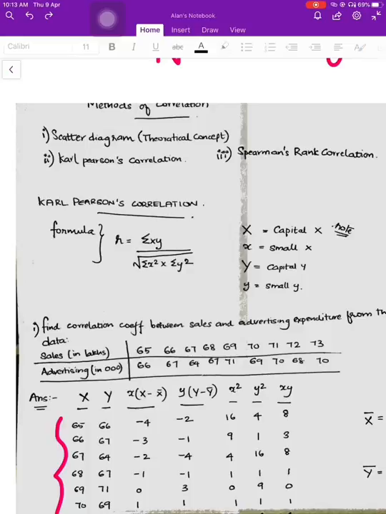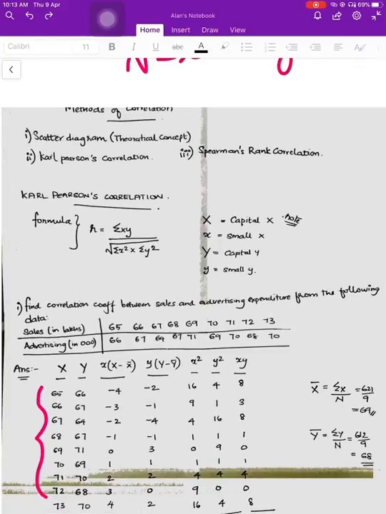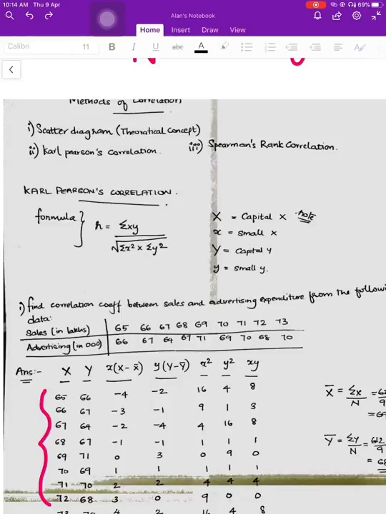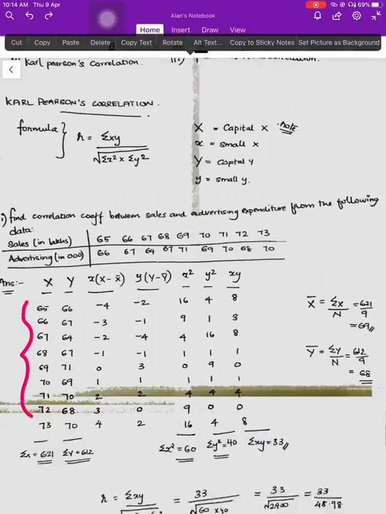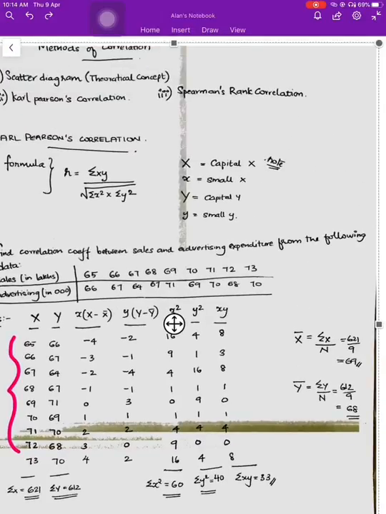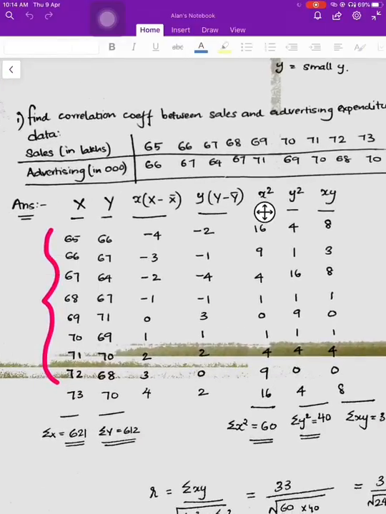Okay, so here we have two variables in this question. Find the correlation coefficient between sales and advertising expenditure from the following data. So in this question we are seeing what is the relation of sales and advertising with each other. We have values here, 65, 67 till 73 in case of sales, and in advertising we have from 67 to 70, right? So like we used to do earlier, we will go directly to x and y. As you can see here, we take the summation of x, that is 621. The same way we take the summation of y as well, and we get 612.